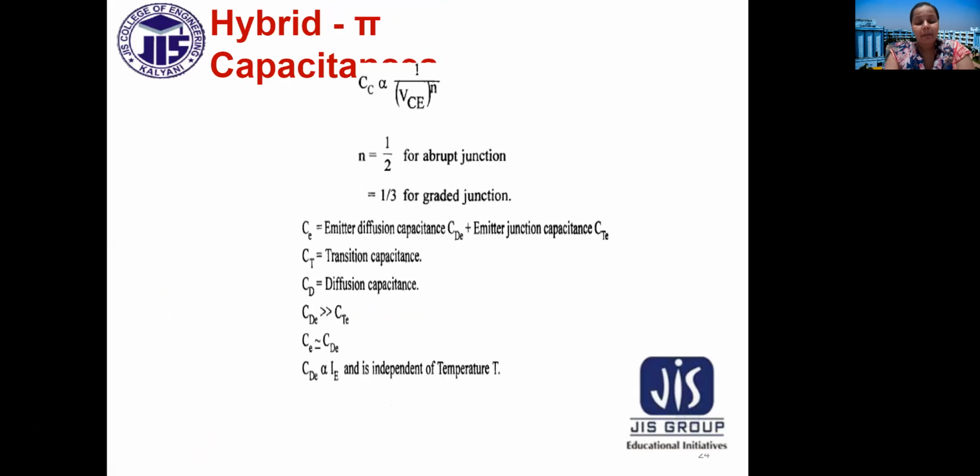Now, hybrid pi capacitance. CC is proportional to 1 by Vc to the power n, where n is half for abrupt junction and 1/3 for graded junction. CE is emitter diffusion capacitance plus emitter junction capacitance. CT is transition capacitance. CD is diffusion capacitance, where CD is much higher than transition capacitance. CE is approximately the same as CDE, and CDE is proportional to IE and independent of temperature T.